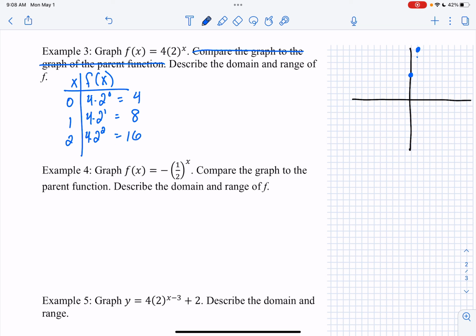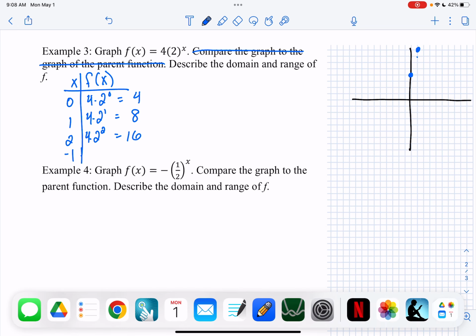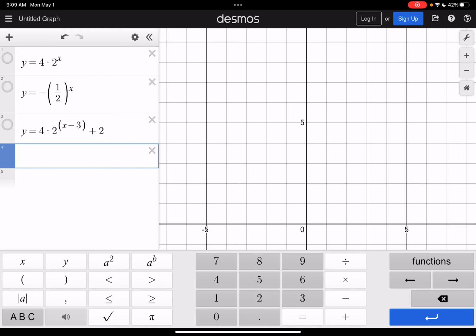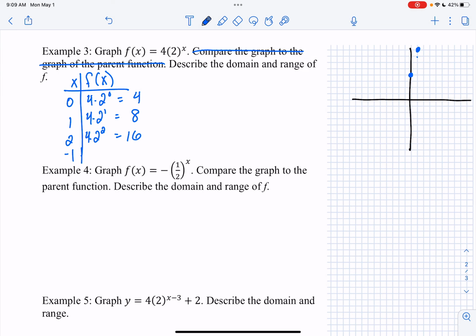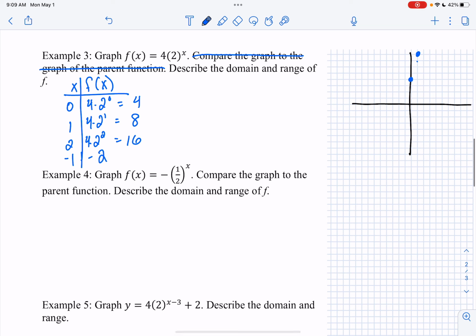Let's go ahead and look at some negatives. I can use my calculator to help me with some of those negatives. So I would take 4 times 2 to the -1, and I get 2. So -1, I get 2. Oh, not -2. 2. Okay, so -1, I get 2.